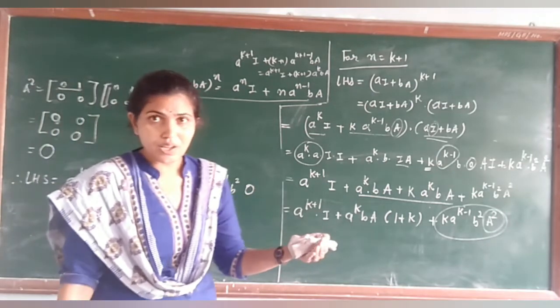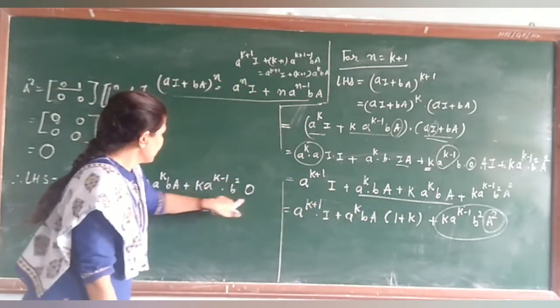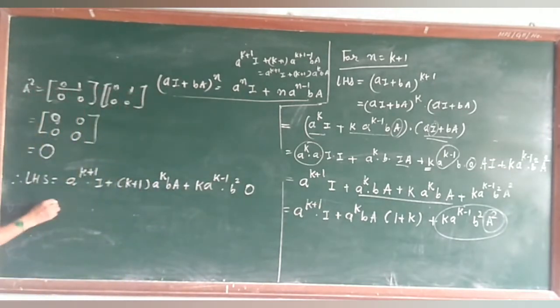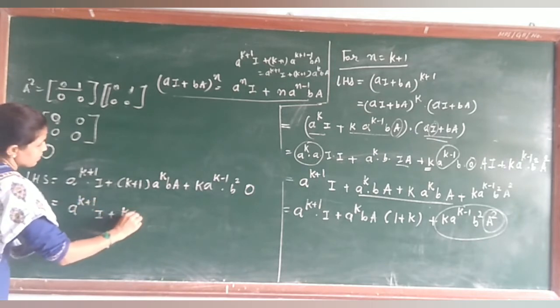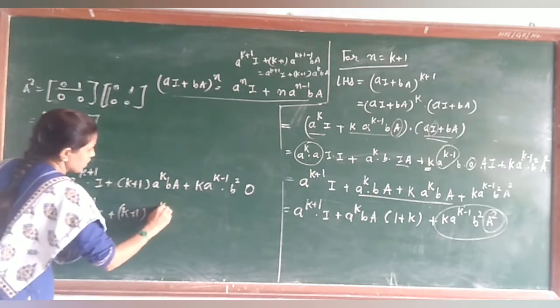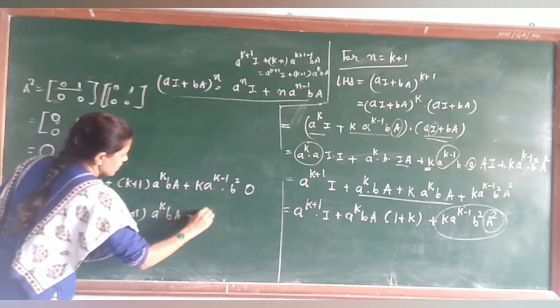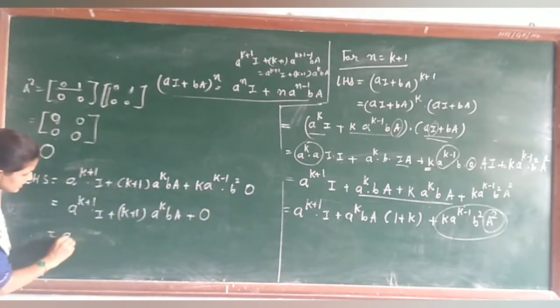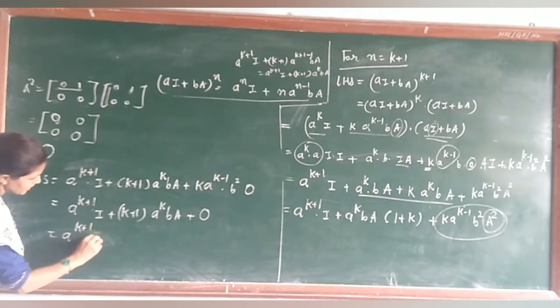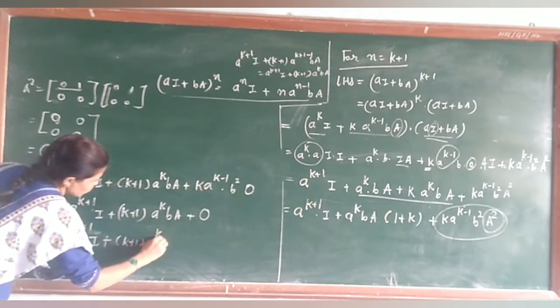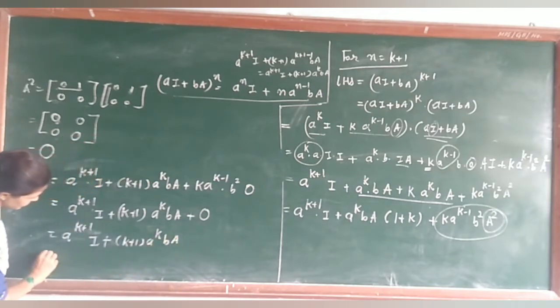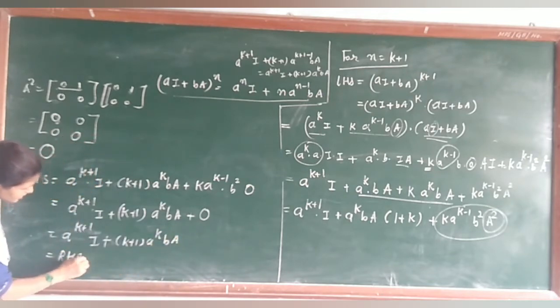as a 0. Okay, so this is a 0 के साथ किसी भी नंबर का मल्टीप्लिकेशन होगा तो वो 0 हो जाएगा. That's why this is A raised to K plus 1 into I plus K plus 1 A raised to K B A plus 0. That is A raised to K plus 1 I plus K plus 1 A raised to K B A, and this is our RHS. So therefore we can write down.